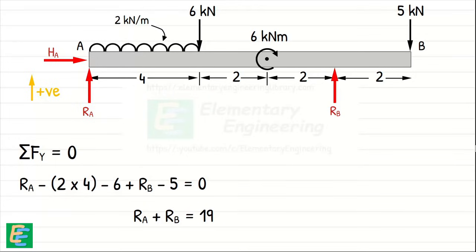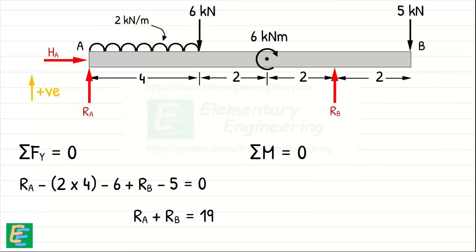Notice, we did not include the 6 kN moment in this equation. Why? Because this is a moment, not a vertical force. It doesn't affect the vertical balance, but it will definitely show up when we calculate our moments later. Before that, applying horizontal equilibrium. Since there are no external horizontal forces acting on this beam, the horizontal reaction at pin is simply 0.